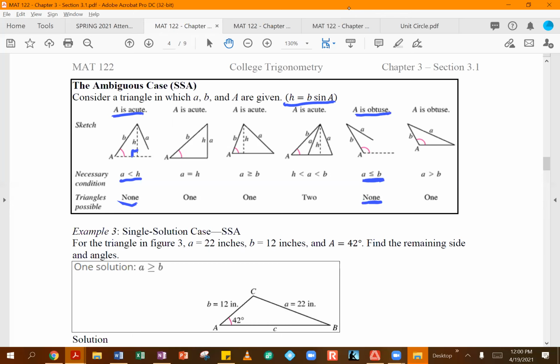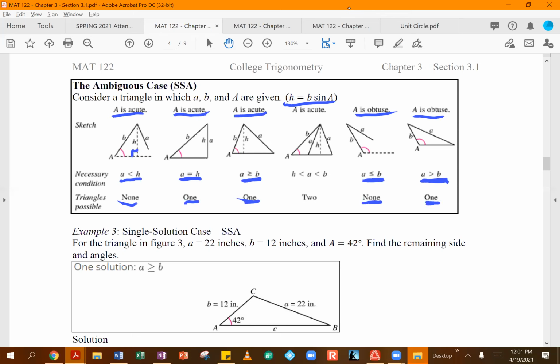Now for acute angles, where your angle is less than 90 degrees, if a is equal to the h value, you can see it's going to be basically a right triangle. This is where you get one exact triangle which satisfies the conditions. Or if a is equal to or greater than b, you would again find one single triangle. For an obtuse angle, if A is obtuse, your side a has to be greater than side b, and then you find one triangle.